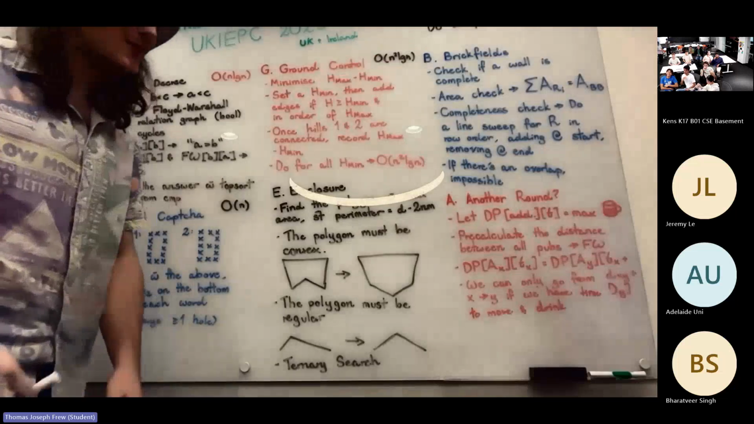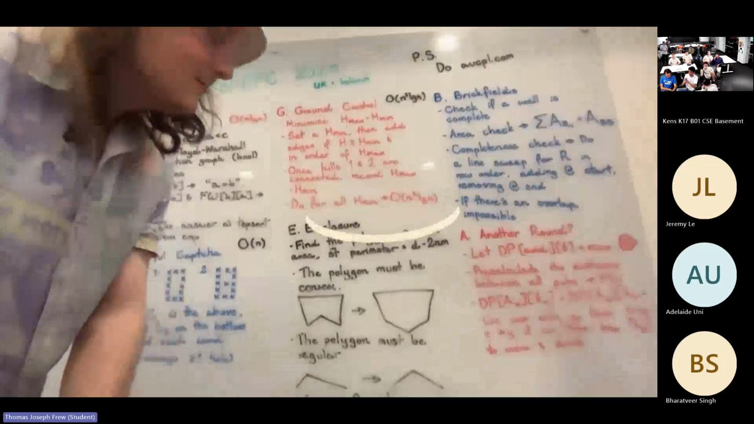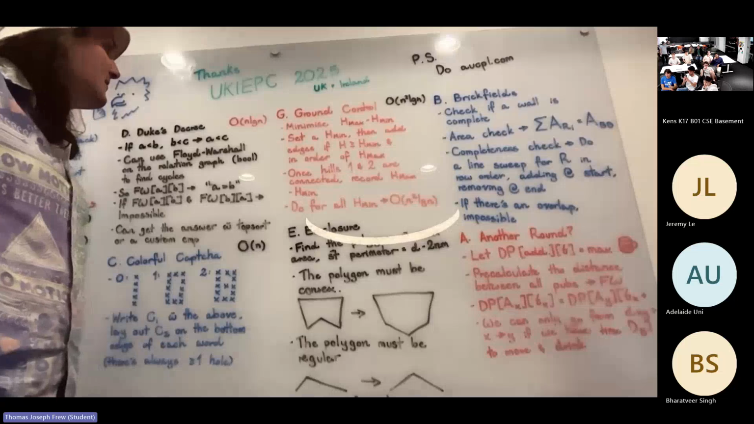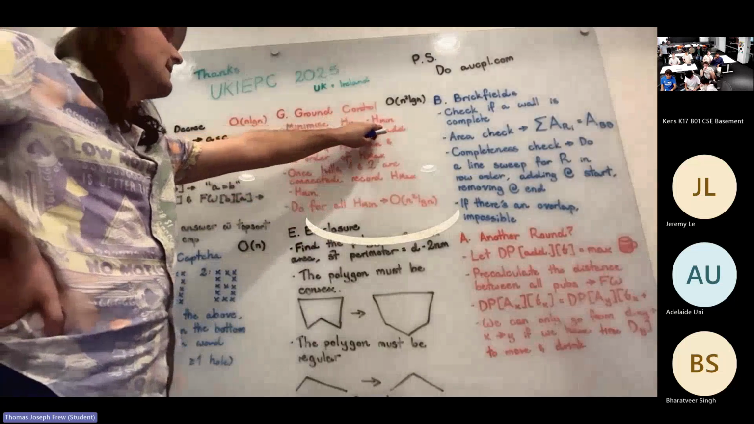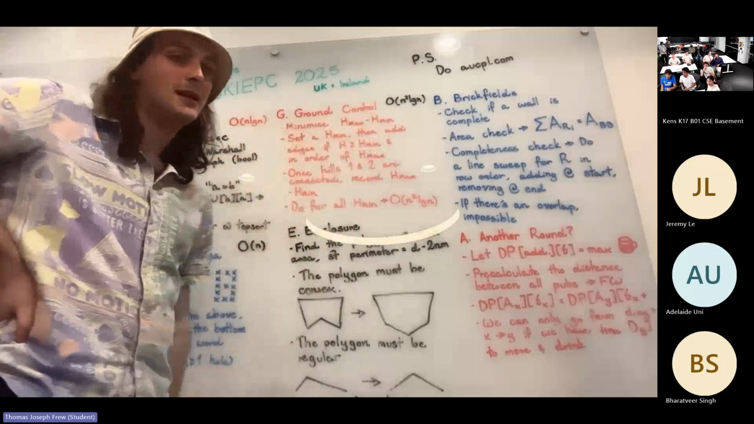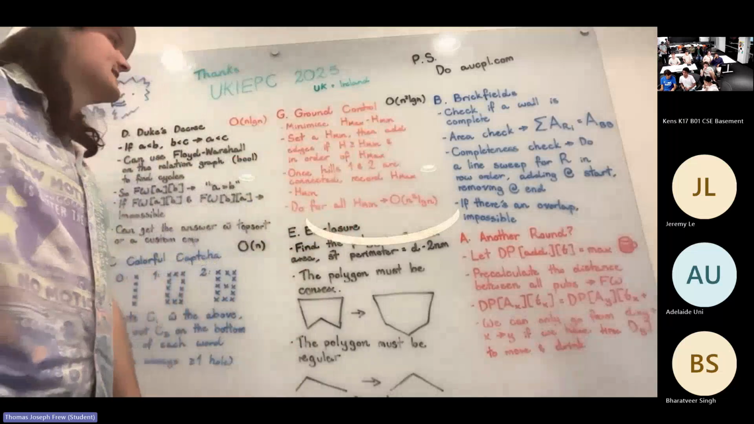Okay. So in the problem Ground Control, your objective is to have a path where the maximum hill on the path minus the minimum hill on the path, this metric, is minimized. So you want sort of the globally flattest path.